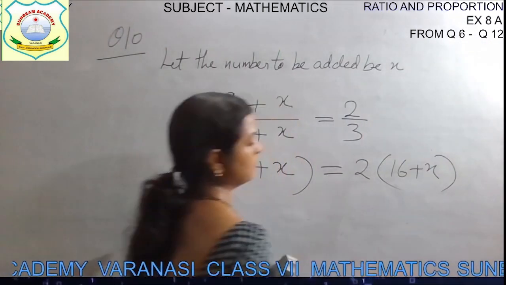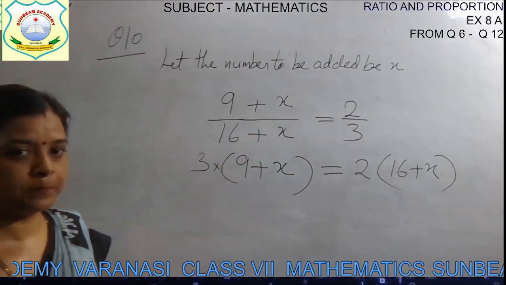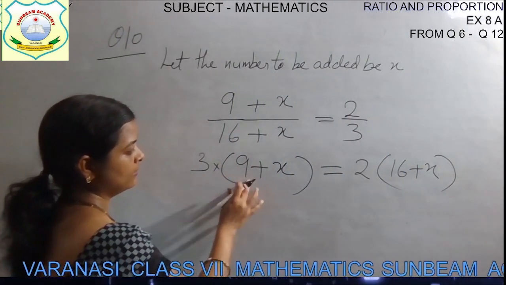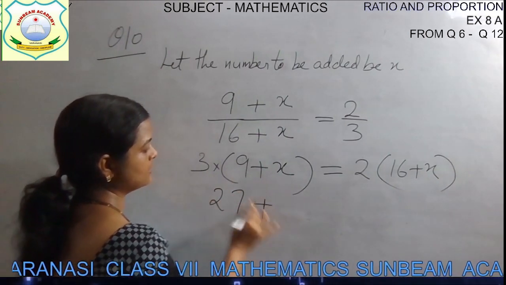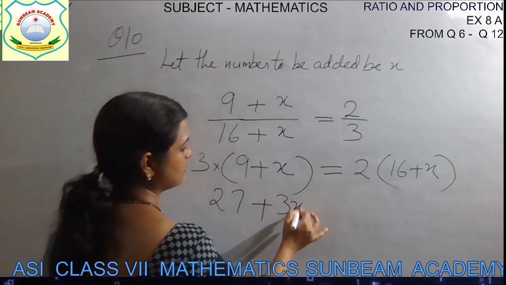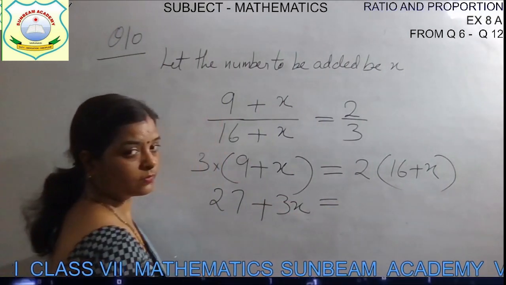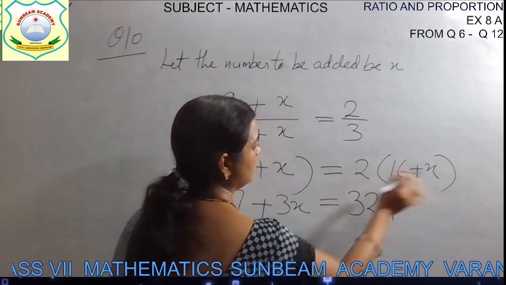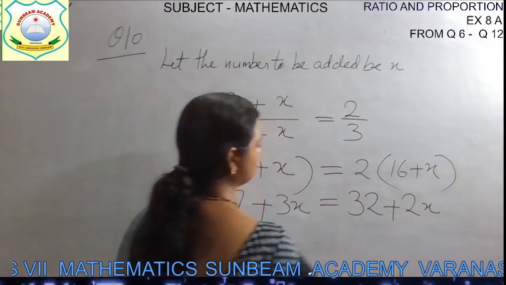So keep it in bracket. Same case here. Now let's start solving. 3 into 9, 27, plus 3 into x, 3x, is equal to 2 into 16, 32, plus 2 into x, 2x.